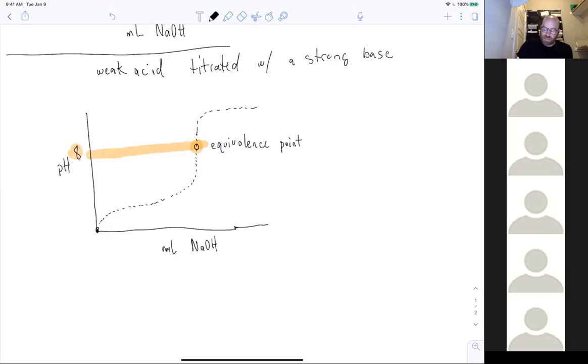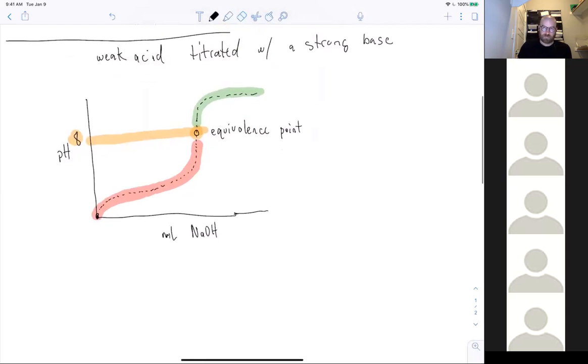So your acid and base at the equivalence point, moles of acid. How do I want to say this? Actually, let me come back to that. So anyway, that part should feel kind of weird. At the equivalence point where you have equal moles of acid and base, your pH is not 7.